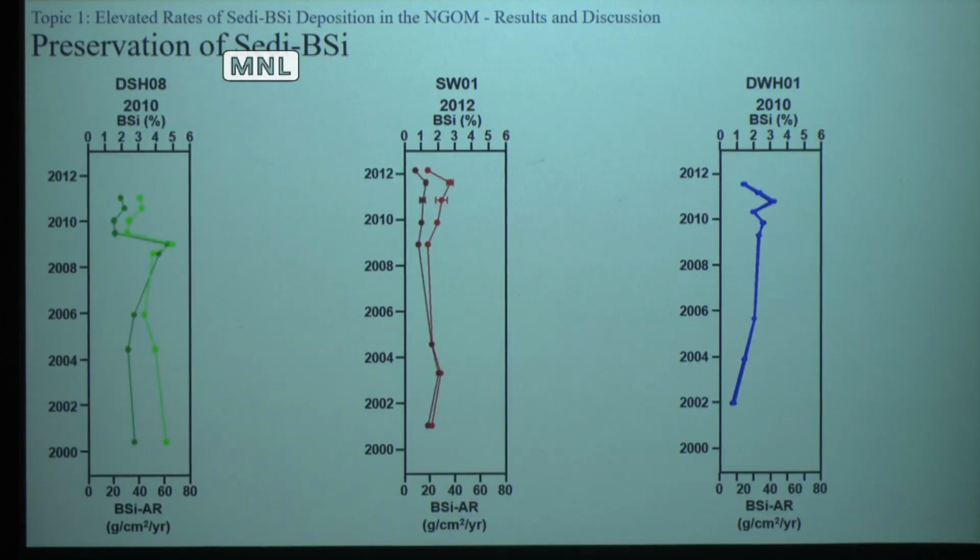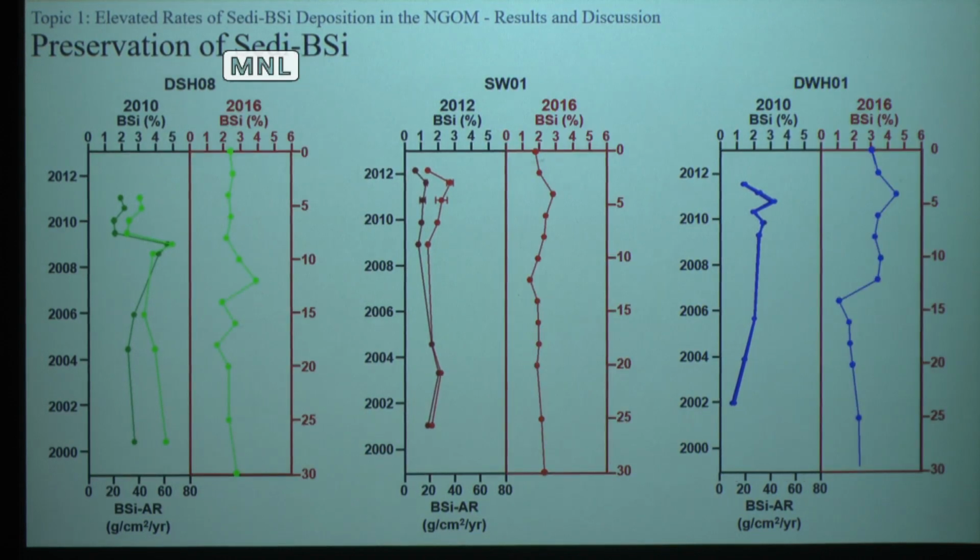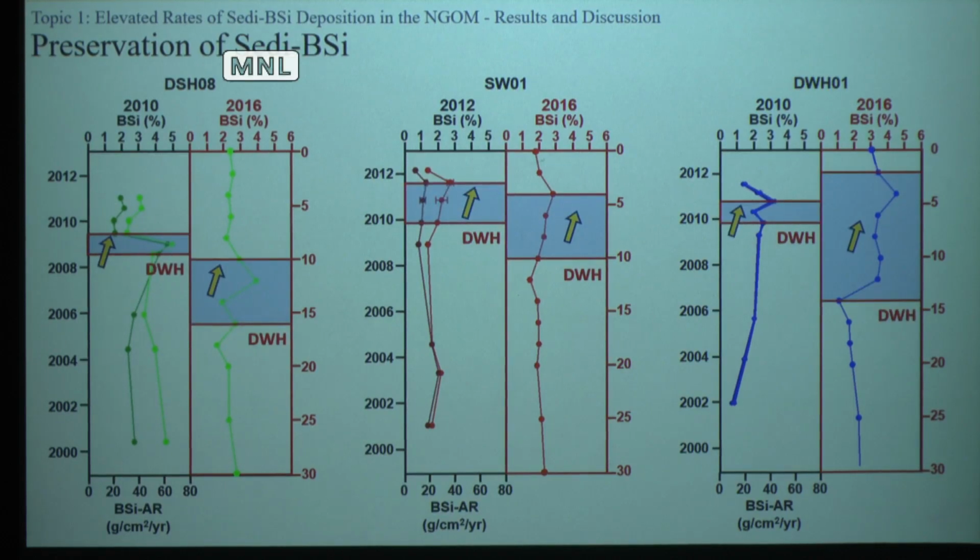So now I will talk about the preservation potential of the sedimentary biogenic silica. I compared the two cores of each site collected in 2016 and 2010. All profiles show increased values during the Deepwater Horizon influenced layer. But the chronology of the 2016 core is still being developed now. So the Deepwater Horizon oil spill influenced layer in the 2016 core is based on the sedimentary biogenic silica variation and information from the previous cores.